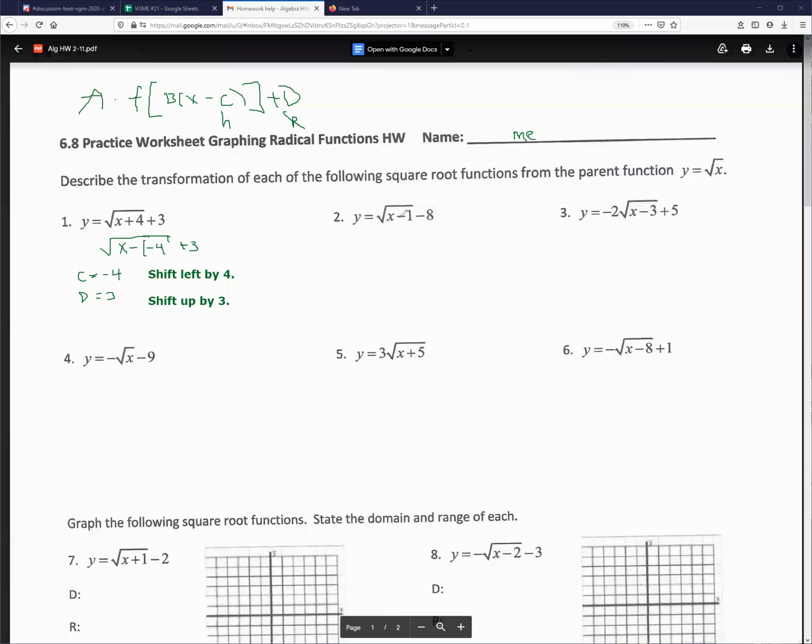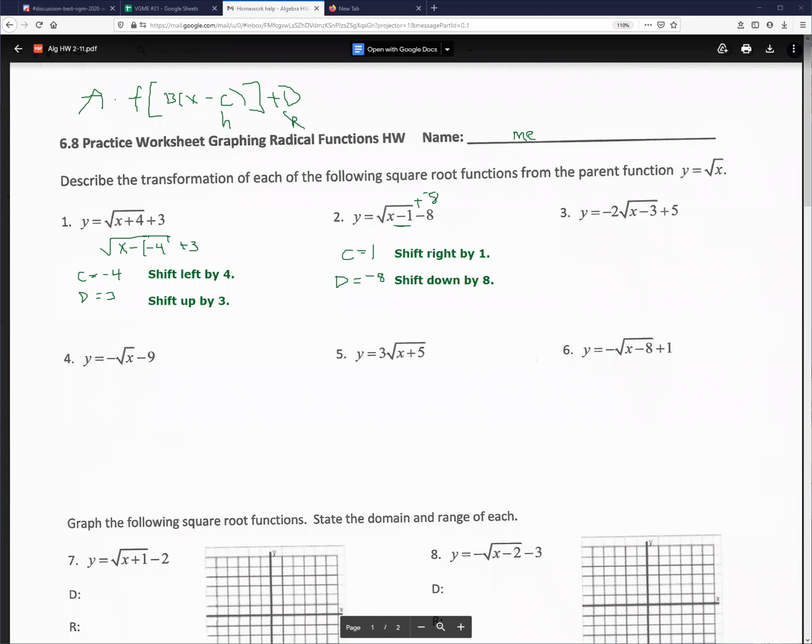Let's go to number 2. Same idea, except now it's already minus. So I'm going to say c is just straight up equal to 1. D is equal to, think of this as plus -8. So d is equal to -8. So now we're going to write this up. We're going to shift, all right, we're going to go 1 in the horizontal direction. Horizontal positive direction would be to the right by 1. And we're going to go -8 in the vertical direction. Negative vertical would be down, so down by 8. And there we have it.